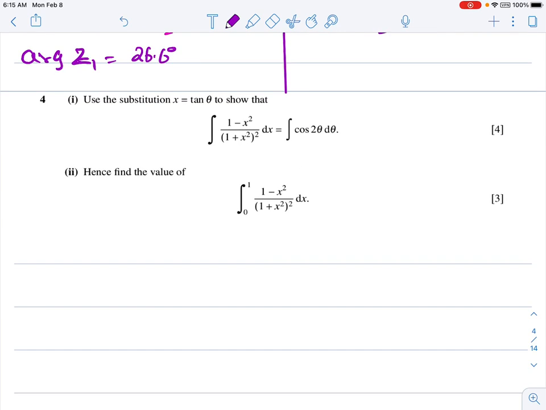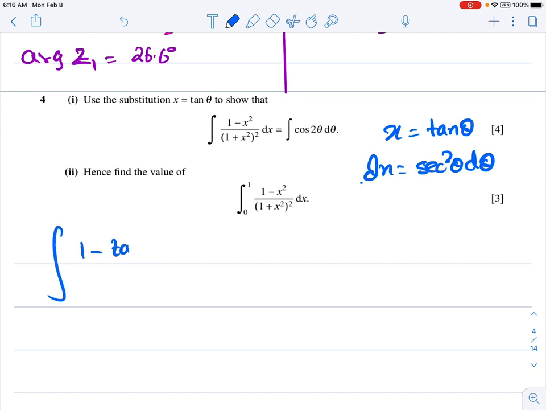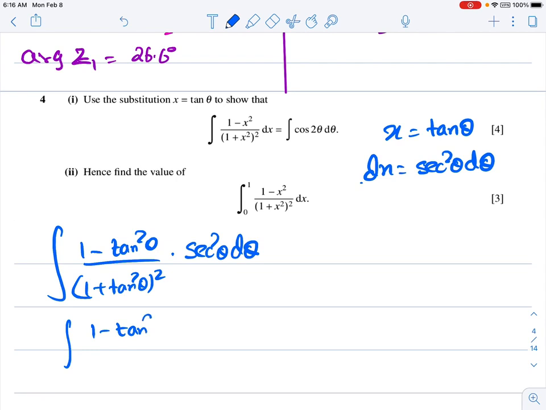Question number 4. Use the substitution x is equal to tan theta. So x equals tan theta. So dx equals, the derivative of tan theta is secant square theta d theta. So I plug in 1 minus tan square theta divided by 1 plus tan square theta whole square, and dx is secant square theta d theta. So 1 minus tan square theta, and 1 plus tan square theta is secant square theta, whole square, times secant square theta d theta.